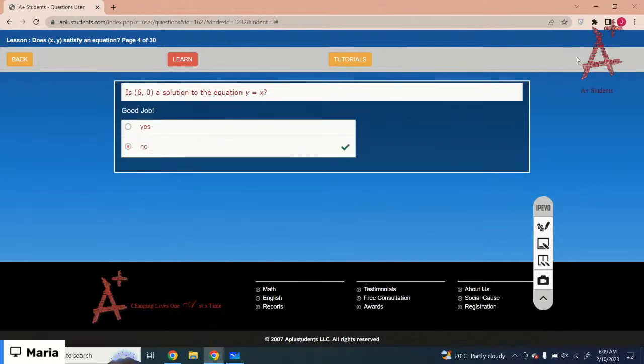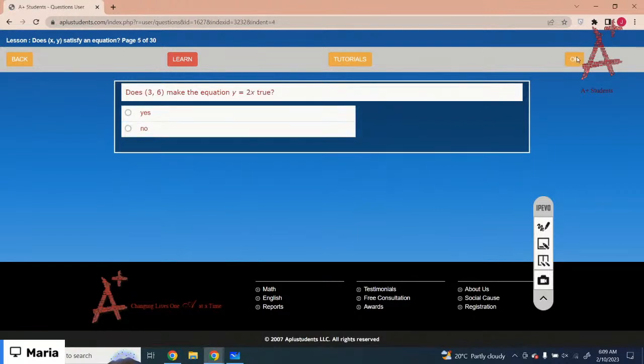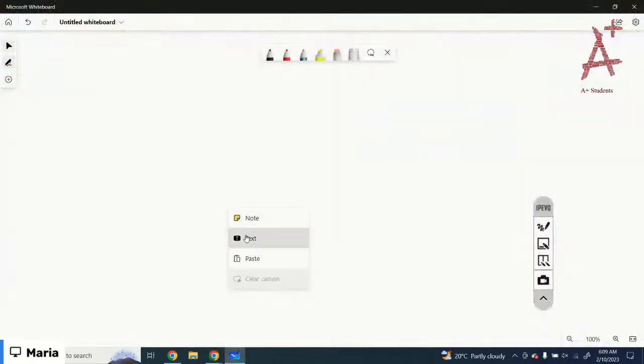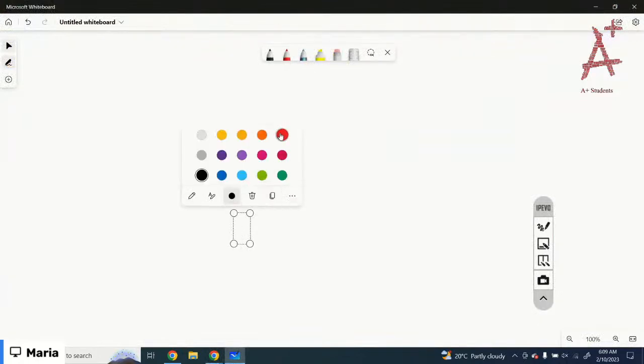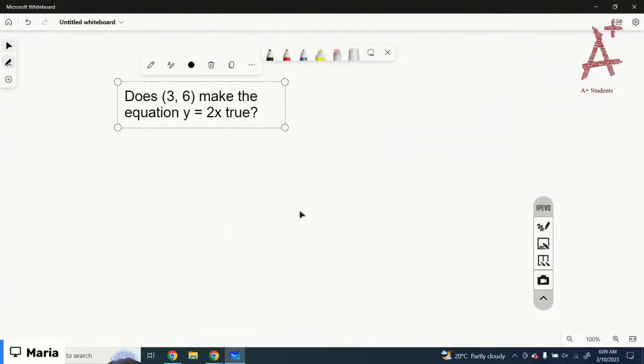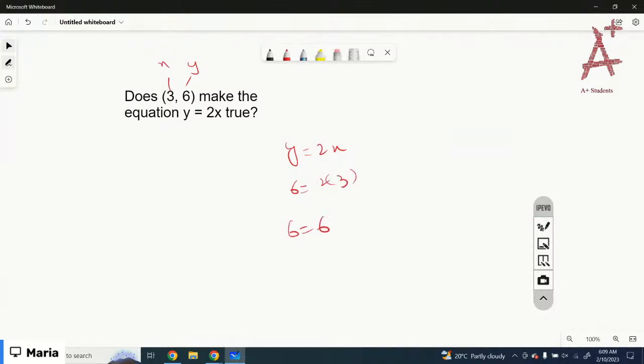Okay, the next one is, does (3, 6) make the equation y equals 2x true? Let's just do this on board. The equation is y equals 2x, x is 3 and y is 6. So 6 equals 2 times 3. 2 times 3 is 6. So both sides of the equation are equal. That means yes, the point (3, 6) is the solution of the equation y equals 2x.